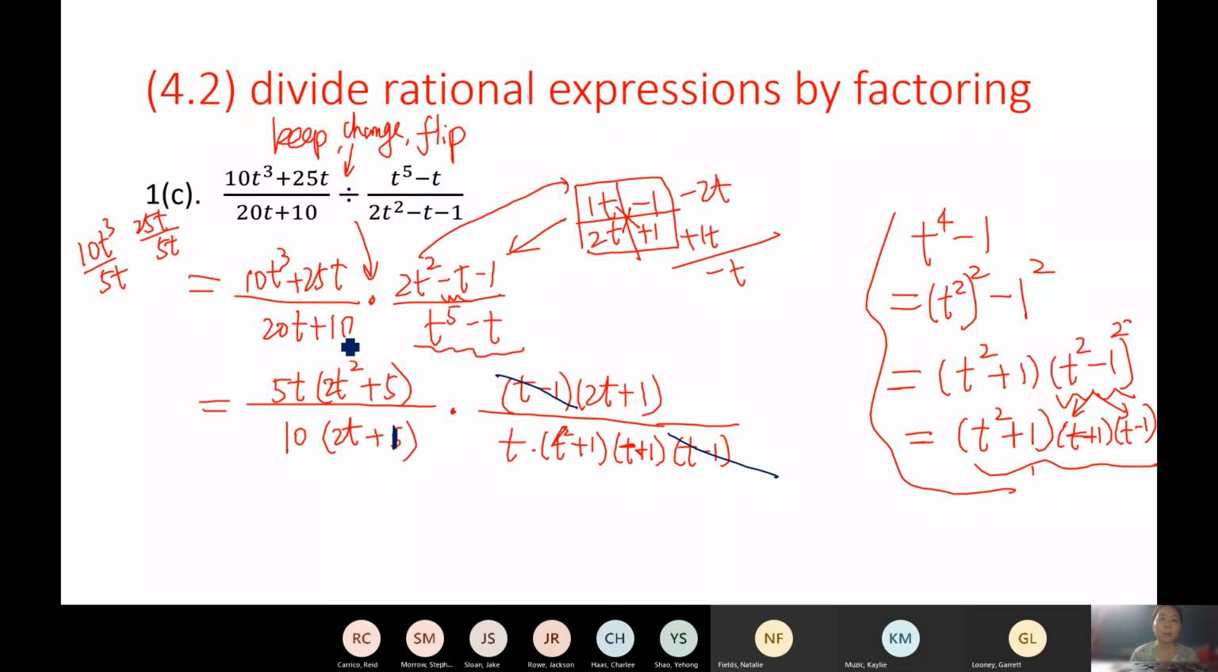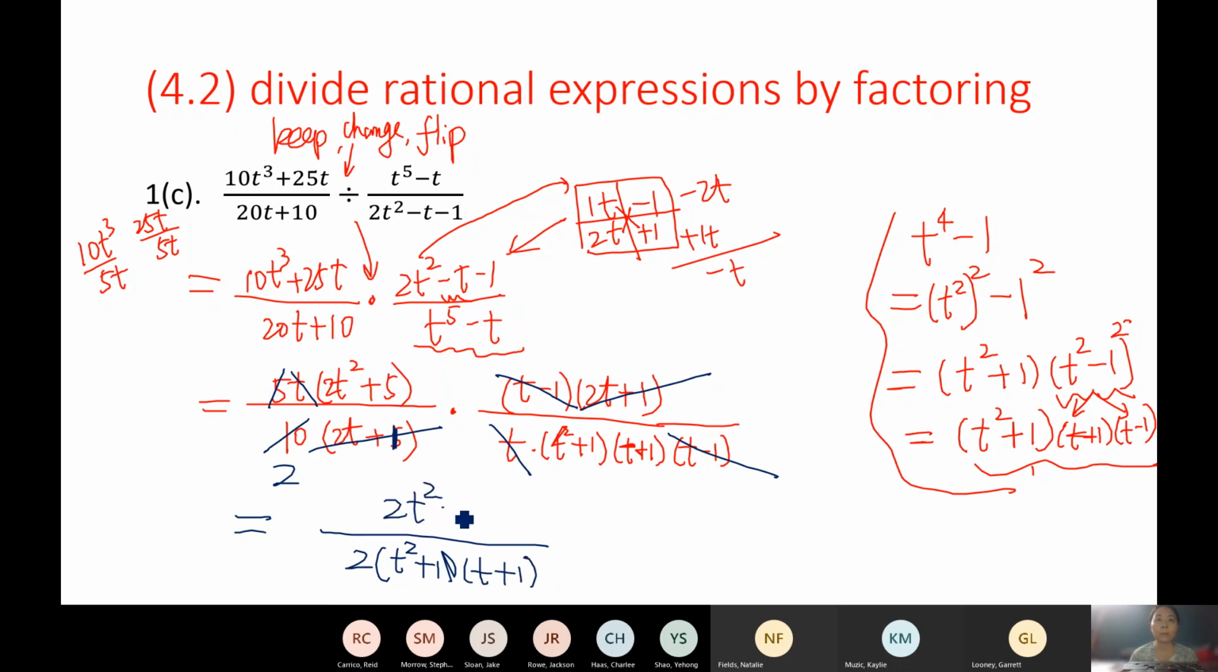I made a mistake. Okay, so divide by 10. 10 divided by 10 is 1. So 2t plus 1 cancels 2t plus 1. And this t cancels this t, and this 5 goes into 10 2 times. Notice that's all we can cancel, and so we end up with, and we can multiply whatever is left: there's a 2 in the denominator, t squared plus 1, and t plus 1, and on the top, there's only 2t squared plus 5.